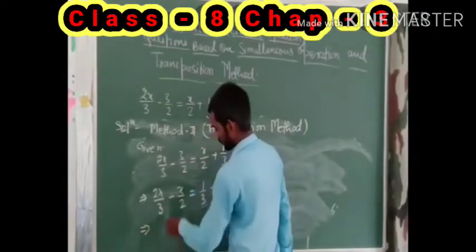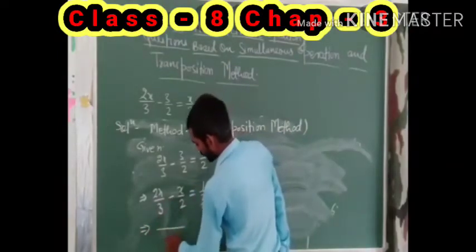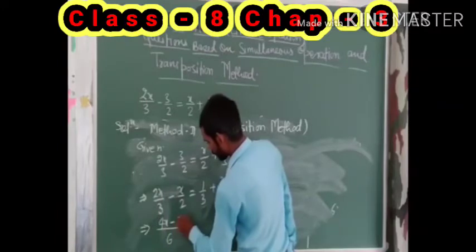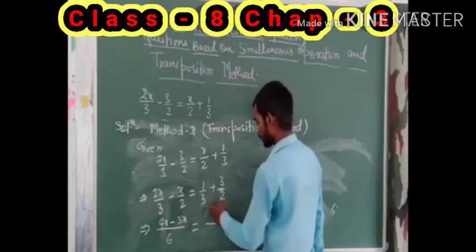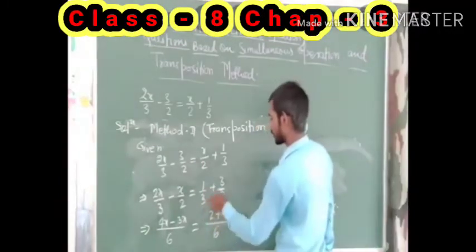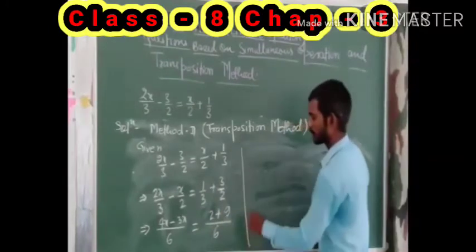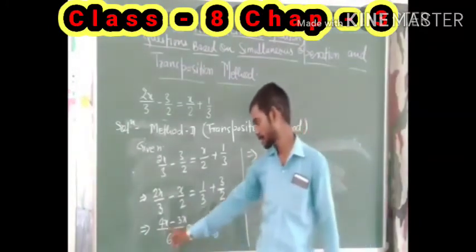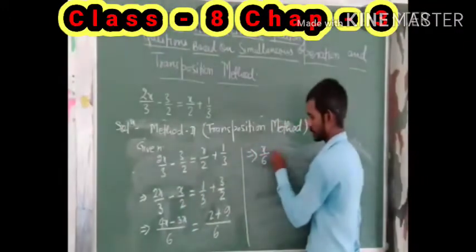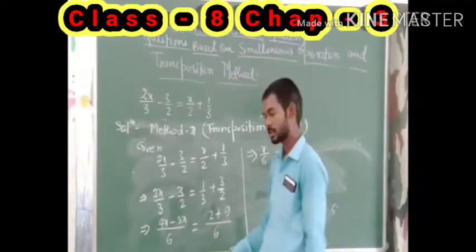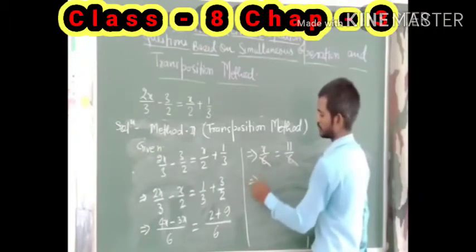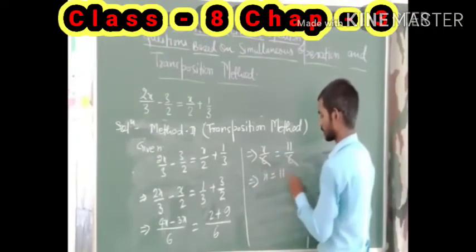Again, solve it. When we solve, the LCM is 6, 2 2s are 4x minus 3 multiplied by x is equal to 3x, and this is equal to, here we can also see that the LCM becomes 6, and 2 1s are 2 plus 3 3s are 9. We get again 4x minus 3x is equal to x. We get x upon 6 is equal to 2 plus 9 upon 6, that is 11 upon 6. 6 and 6 we can cancel out and we get x is equal to 11.